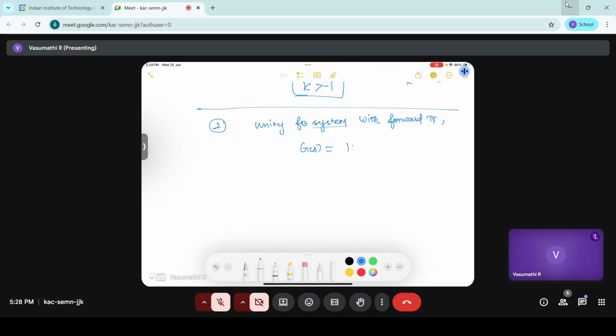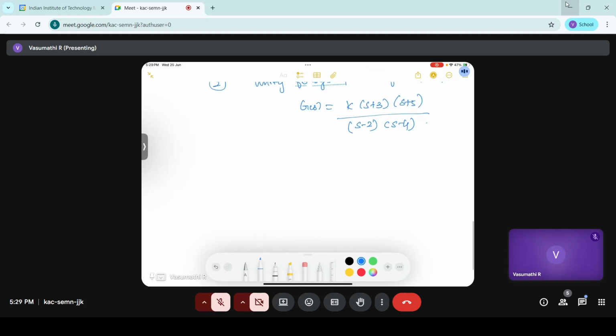G of s is equal to k into s plus 3 into s plus 5 divided by s minus 2 into s minus 4. Right. The question is the range of k to ensure stability. Option A, k greater than 6/8. Option B, k less than or equal to minus 1, or k greater than 3/4. Option C is k less than or equal to minus 1. Option D is minus 1 less than k less than 3/4.